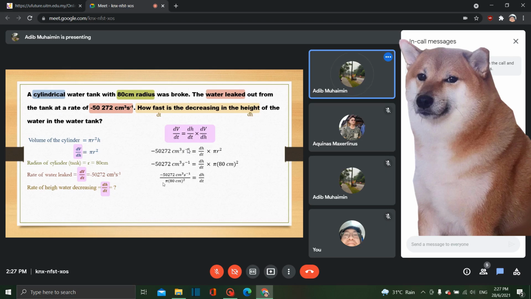Then we... kejap, bagi saya bagi. Divide. Okay. Ikat.